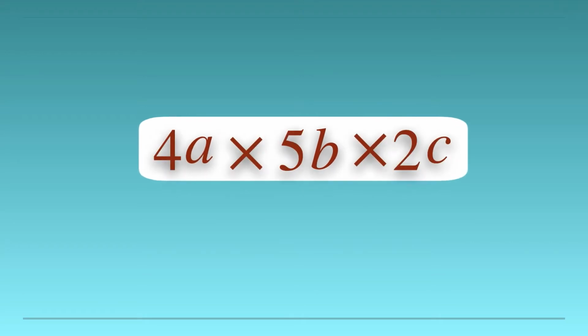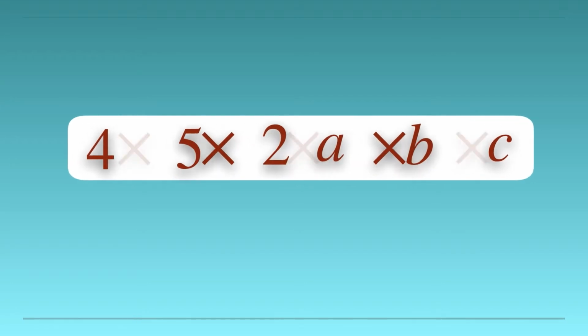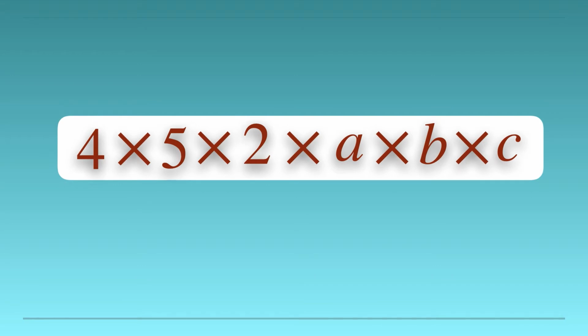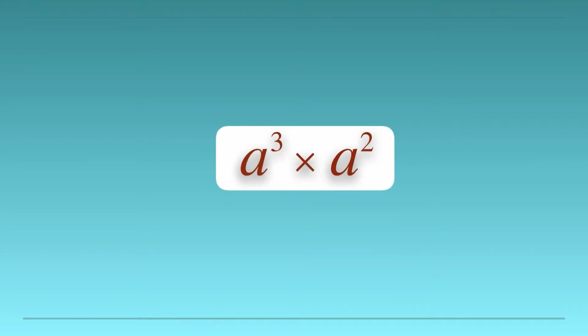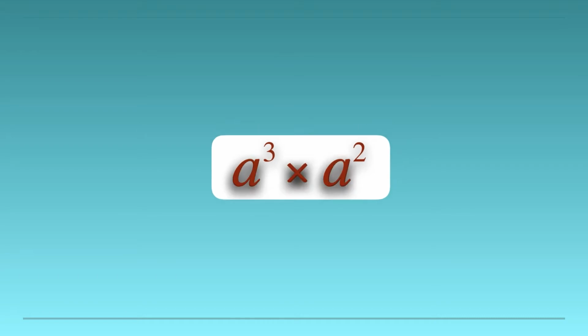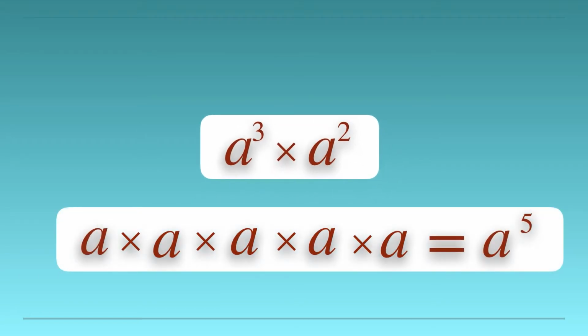Similarly, we can multiply 2 or more algebraic expressions, for example multiplying 4a with 5b and 2c. This is equivalent to multiplying 4 with 5, 2 and a, b and c together, which gives us 40abc. In algebraic multiplication, when the same letters are multiplied together, their powers add up. For example, multiplying a to the power 3 with a to the power 2 is the same thing as multiplying 3 lots of a's with 2 lots of a's. So the total is 5 lots of a's. So we write this as a to the power of 5.